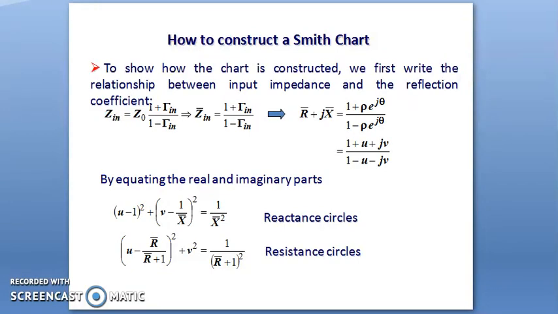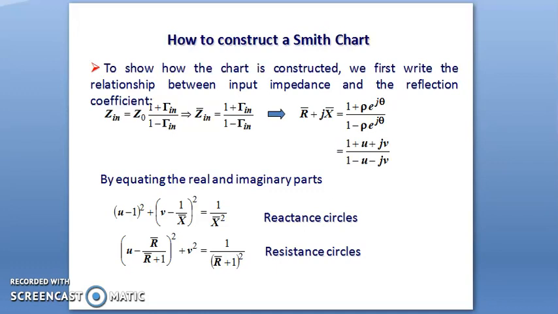These normalized functions are plotted in the reflection coefficient plane because the reflection coefficient will also be complex. That is, the reflection coefficient is related to the load impedance and the characteristic impedance of the line. If the load impedance is complex, the reflection coefficient is also complex. Therefore, they have a one-to-one relation between them.